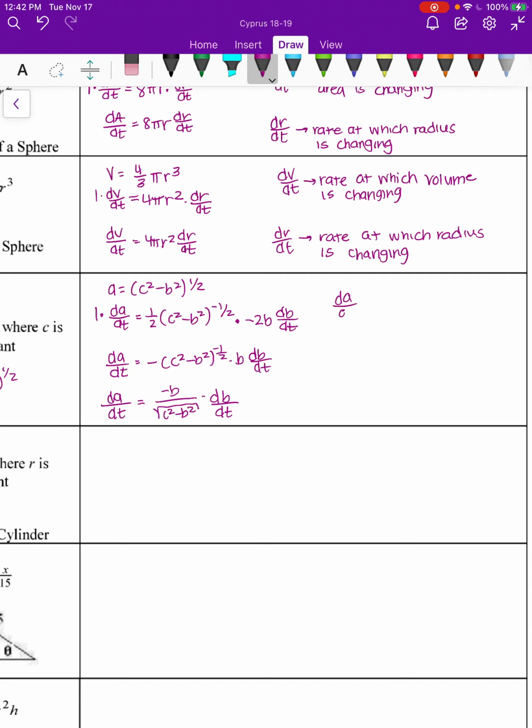So the two rates that we have in this problem, we have dA dt and we have dB dt. And I'm not going to write this as two separate statements because they're not specific for anything. So dA dt and dB dt are the rates at which A and B are changing. Okay.